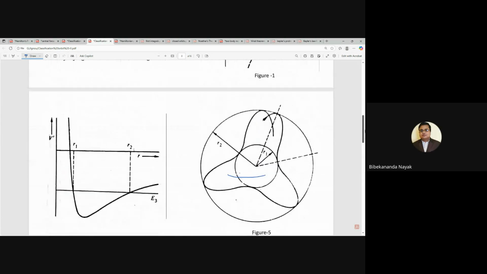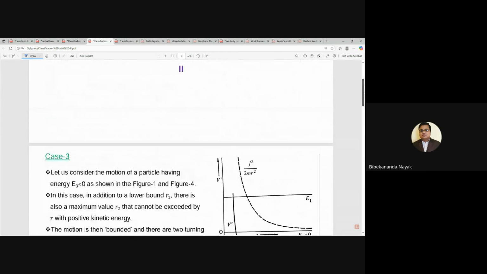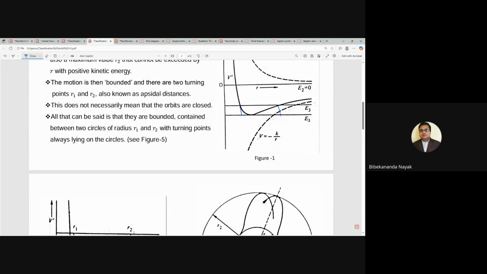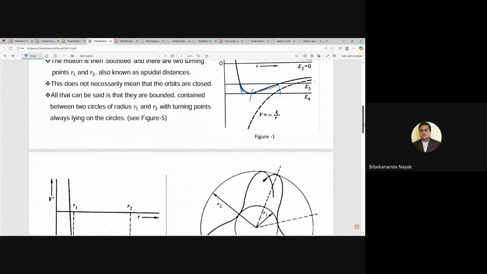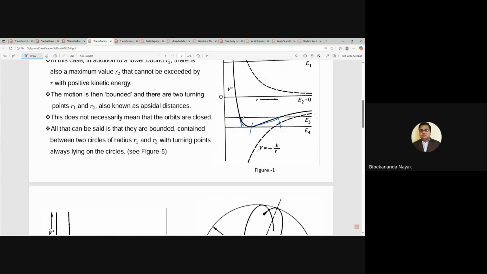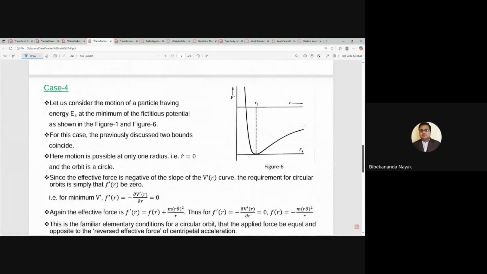Then fourth case, what happens? In the fourth case, you see the minimum point. It means R1 increases, R2 decreases, and here both R1 and R2 match. Only one radius. So if it is elliptical, one radius means A becomes B. Circle. So the minimum case is a single radius circle.